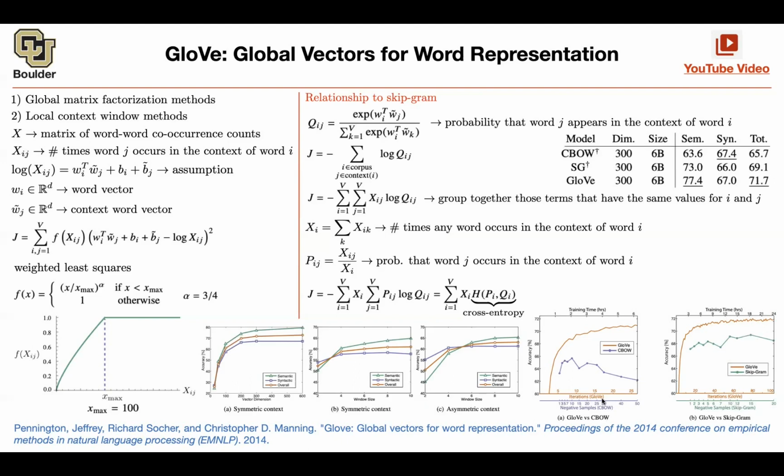But there is a nice behavior here for GloVe. The more you let it train, the better your representations are getting. But then again, this is going to plateau at some point. Is GloVe clear? Okay, awesome.